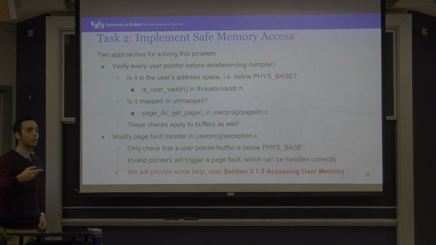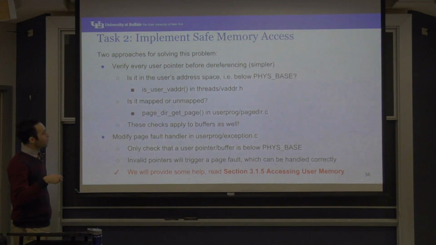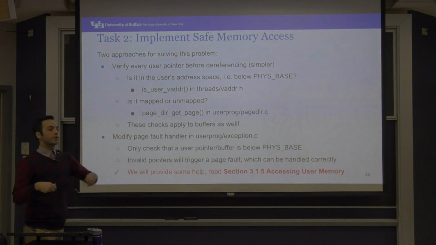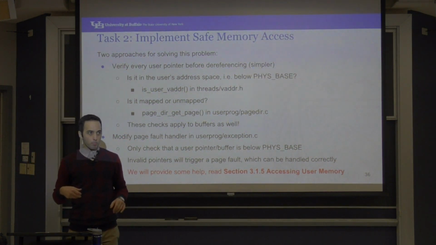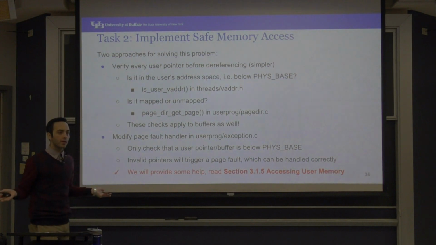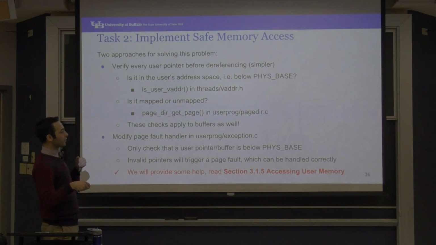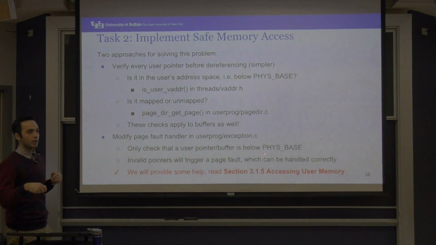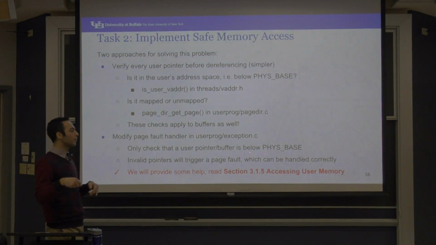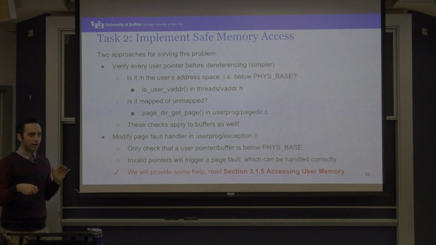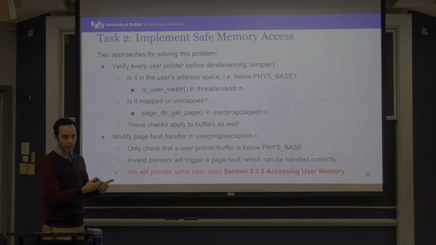The other way to do it is basically to directly access it and then see what happens. Most of the time, nothing happens. I mean, you still have to check that it's in the user virtual memory. But if it's an invalid pointer, then the page fault happens, right?